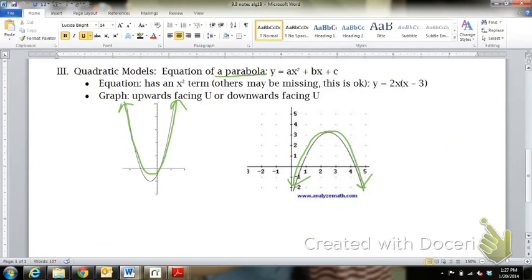But your simplified equation is going to have an x squared term in it as the highest power. You can have other terms missing, because it does not have to have 3 terms. So if I distribute over here, I'll get y equals 2x squared minus 6x. I don't have a c term on the end, but because my highest power is 2, it's still a quadratic equation. Okay, the order can even be messed up. It can be 7 minus 8x squared. Doesn't matter. As long as that highest power is a 2, it's a quadratic model.